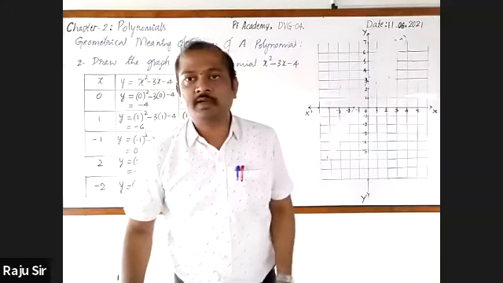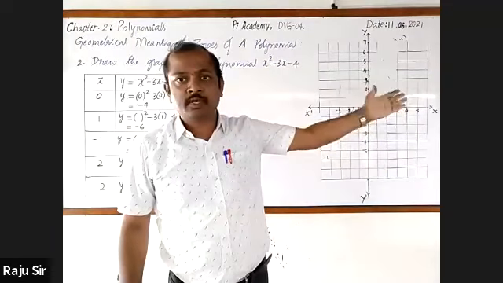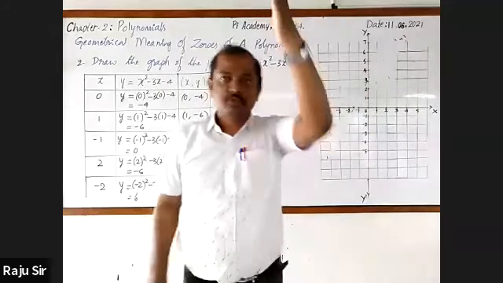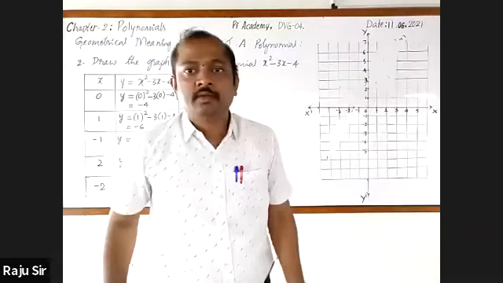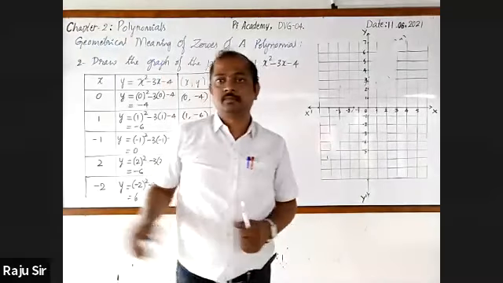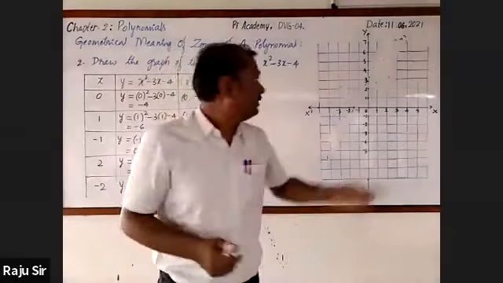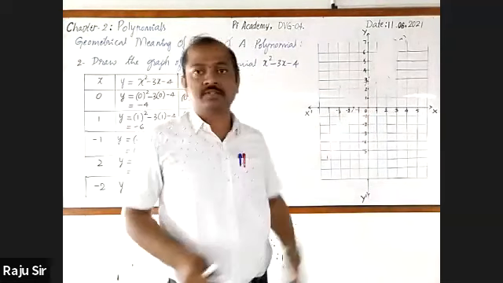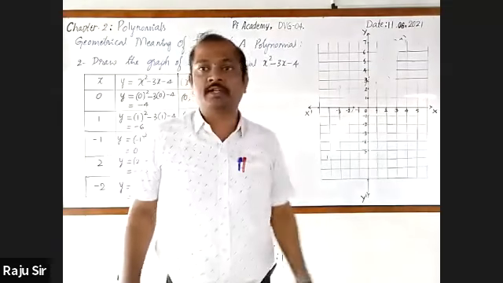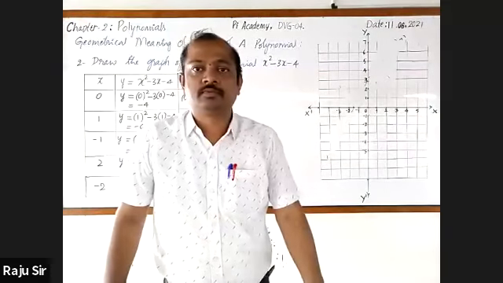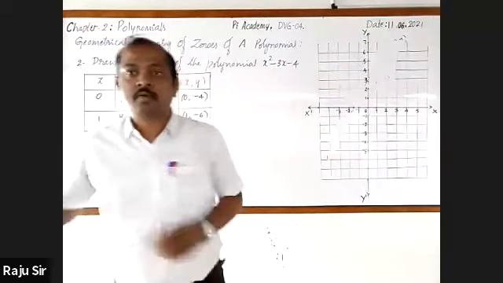Now, let's go for drawing the graph. Use graph sheet or graph notebook. Draw the x-axis. Quickly, please don't waste your time. Then draw the y-axis. Then name the x-axis as x, o, x dash, and the y-axis as y, o, y dash. Over.